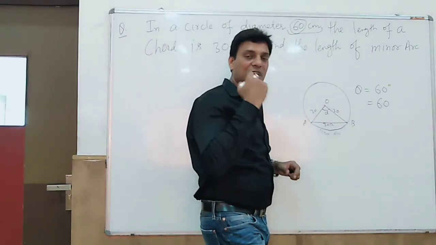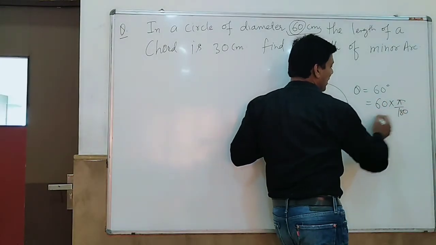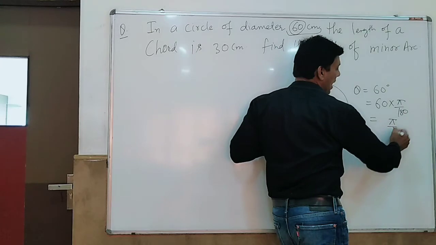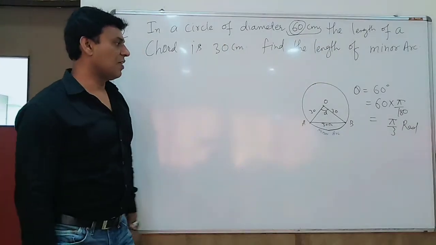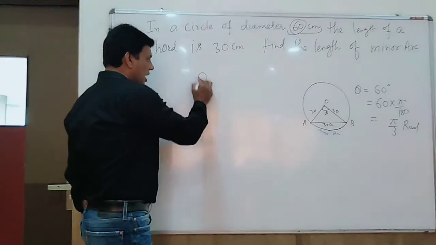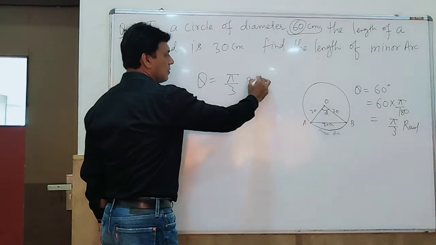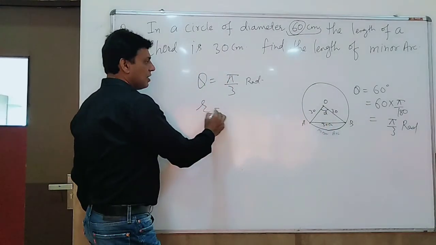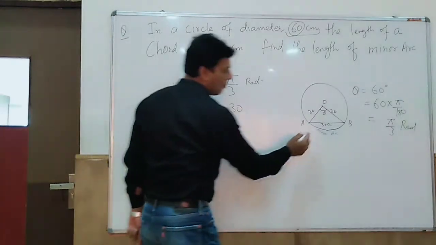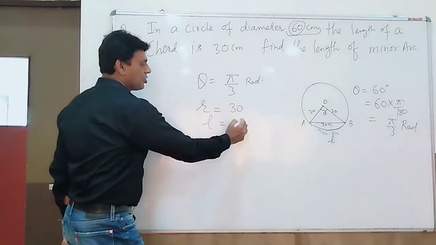But because I have to find the minor arc, I need to convert it into radian. So 60 degree into pi upon 180. So you will have pi by 3 radian. This is the angle we have got. So I am writing down theta pi by 3 radian. Now what is the radius of the circle? That is 30. But we need to find the arc, that is L is question mark.